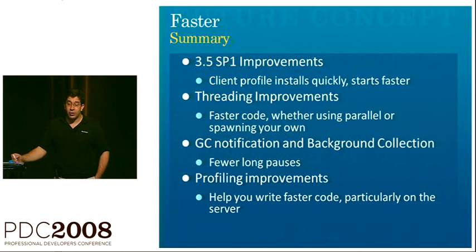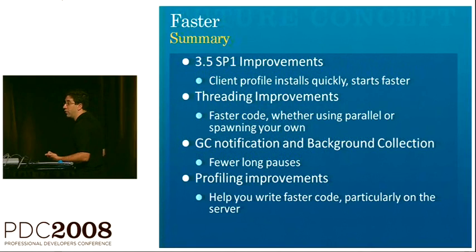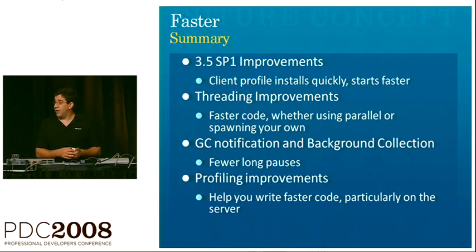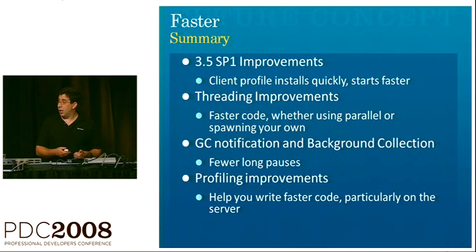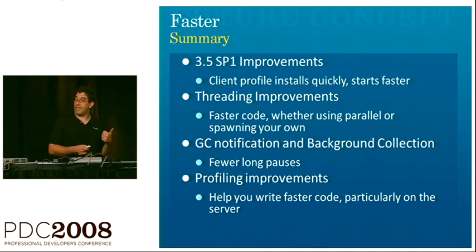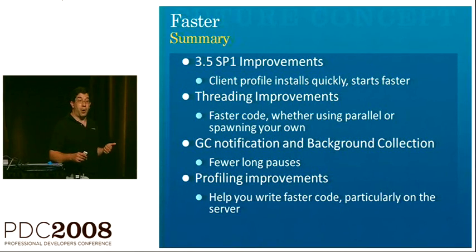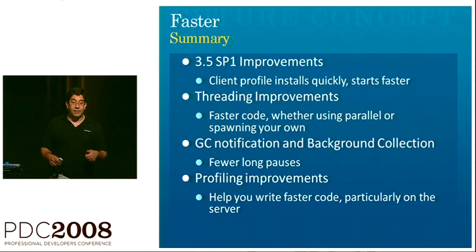Okay, so here's the list of things we've done to make things faster. I talked about the 3.5 SP1 improvements, where the client profile installs quickly and starts faster. I've talked about the threading improvements, where we've made it easier for you to write faster code, whether you're using the task parallel libraries or spawning your own threads. I've talked about our GC notification and background collection features that are going to give you fewer long pauses. And I just now told you about the profiling improvements, where you're going to be able to see what's going on in your live running servers.